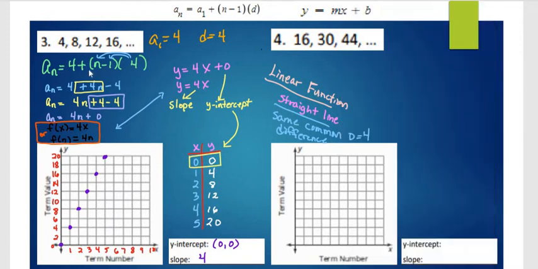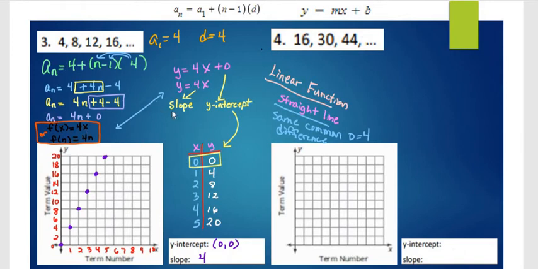Now, when I look at this, I'm going to write it in the explicit formula. When I distribute, I will come up with this answer, and when I simplify, I will come up with this answer: a sub n equals 4n plus 0. And notice when we rewrite it, it will be f of n equals 4x, or f of x equals 4x, or f of n equals 4n.